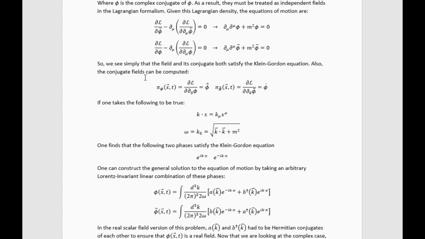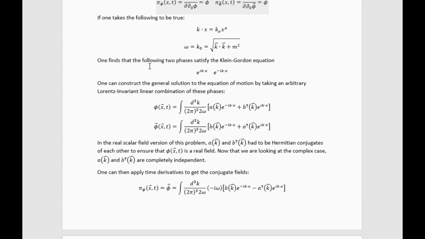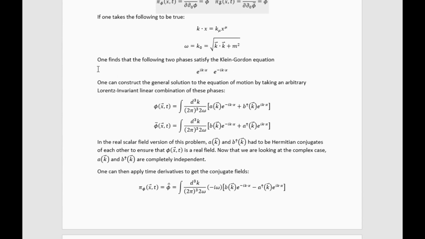Also, the canonical conjugate fields can be computed. If one takes the following to be true, we have a relationship between omega, the time component of this k vector, and the spatial components, and the mass, where this k vector is the momentum associated with these plane waves. One finds that the following two phases satisfy the Klein-Gordon equation.